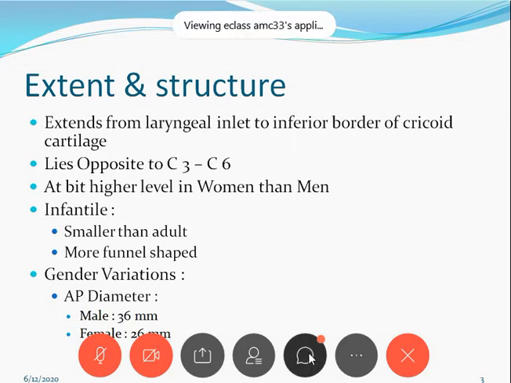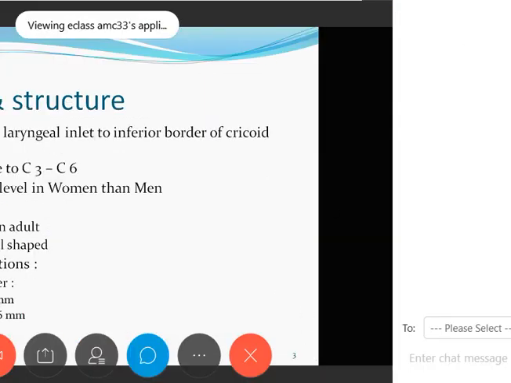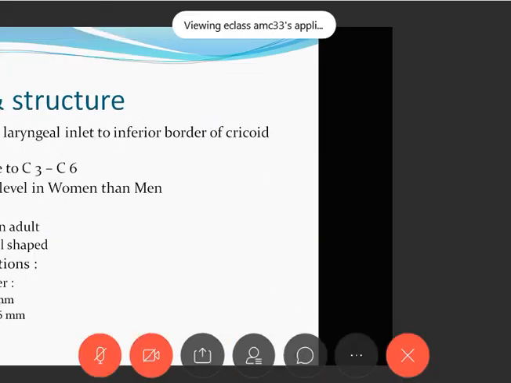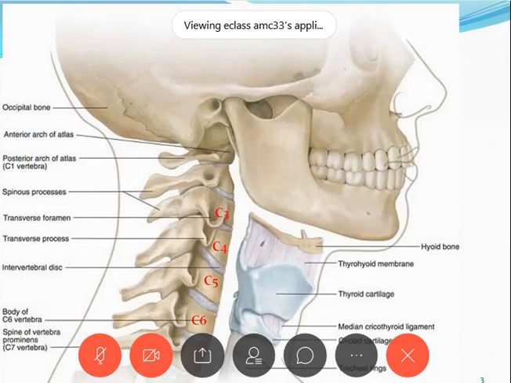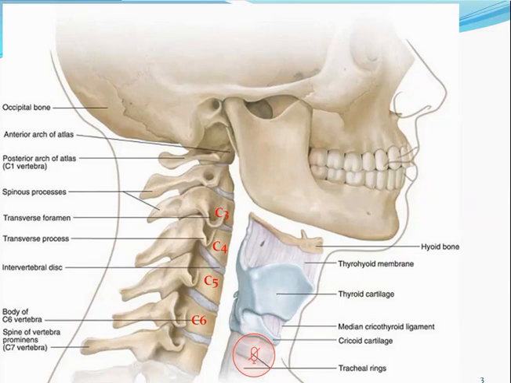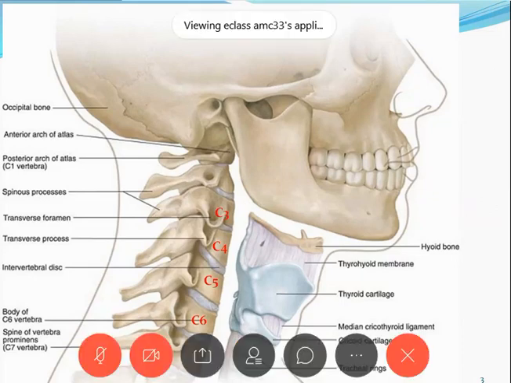The larynx extends from C3 to C6, and it is a bit higher in the human. Males and females, differences are there. It extends from the C3 to C6.